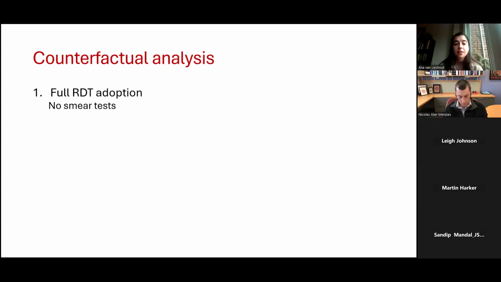We were also interested to see what would happen in some hypothetical scenarios, a kind of counterfactual analysis, where we can see what happens to the algorithm performance if we consider different approaches. The first approach we looked at is to assume full RDT adoption, so no more smear tests were being given out. And since RDTs have a higher sensitivity than smear, this would hopefully ensure a better algorithm performance overall.